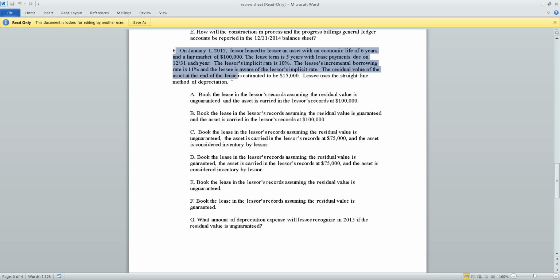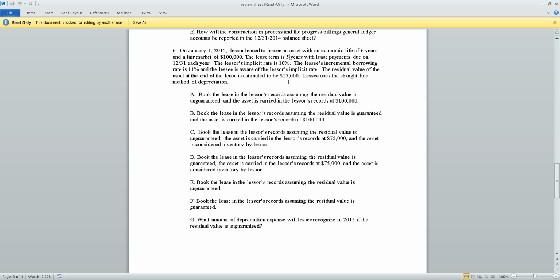So on January 1st, 2015, the lessor leases an asset to a lessee. The asset had an economic life of 6 years, fair market value of $100,000. The lease term is 5 years. Lease payments are due on December 31st of each year. The lessor's implicit rate is 10%. The lessee's incremental borrowing rate is 11%. And the lessee is aware of the lessor's implicit rate. The residual value of the asset at the end of the lease is $15,000, and the lessee uses the straight-line method of depreciation.